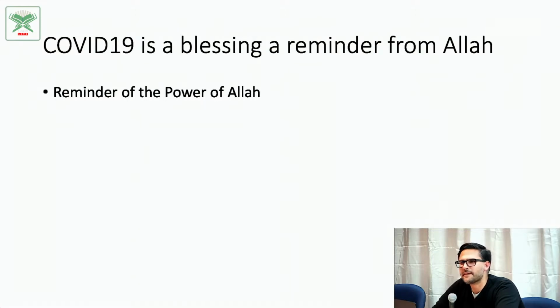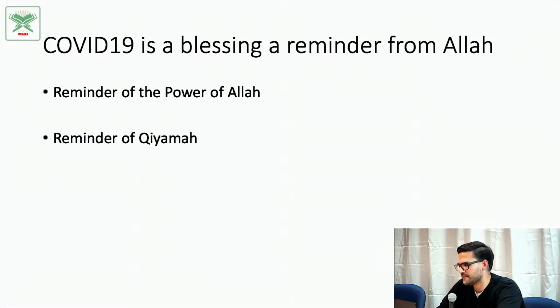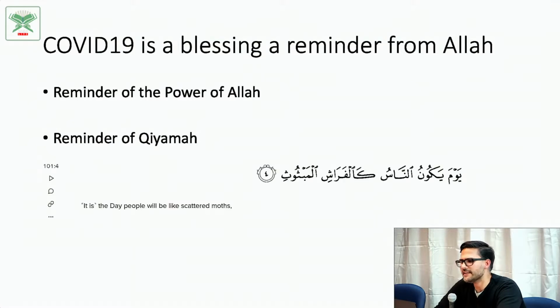This microscopic virus, this organism that is so small it needs another living being to live in, has toppled our entire civilization. It has completely made us look like fools. That's the power of Allah, subhanAllah. It also reminds us of Qiyamah. What do I mean by that? In Surah Qariyah, it says on the day of Qiyamah, people will be like scattered moths.